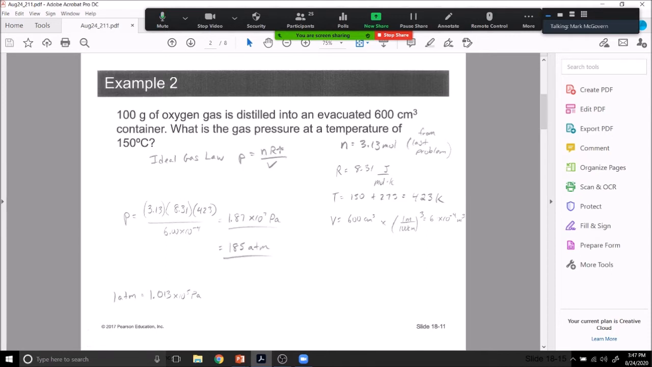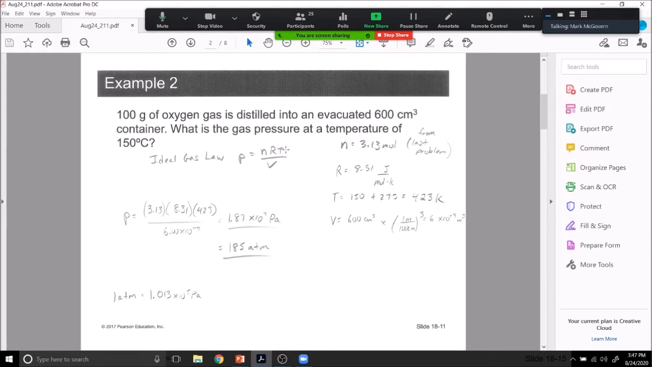So I've got nRT over V. I think I want to do that version of it just because I already knew the moles. I can do the capital N k_B thing too, but I'm going to do this. So I got my moles from the last problem. Got it. R, I already know that: 8.31.